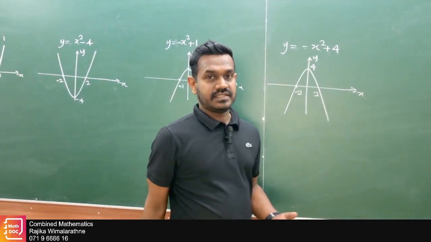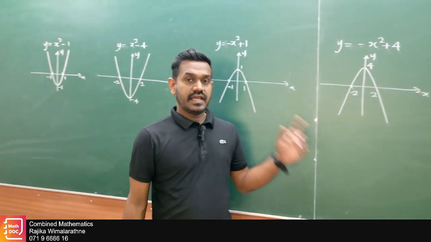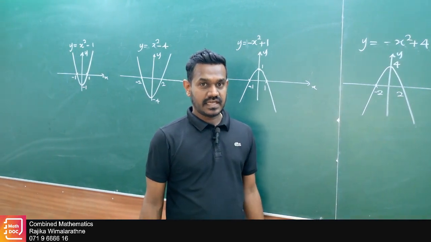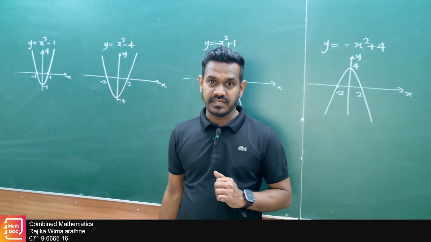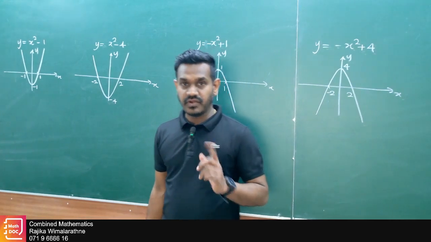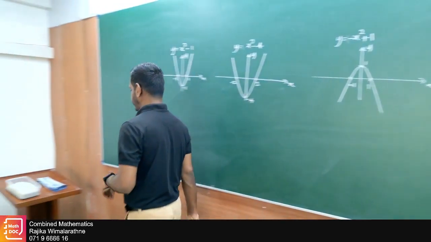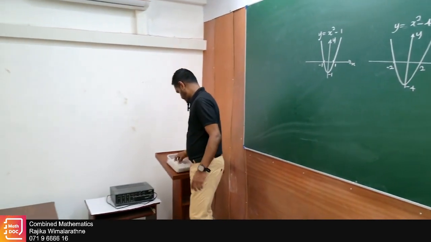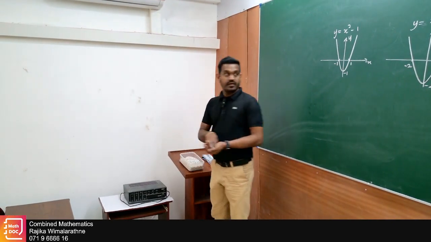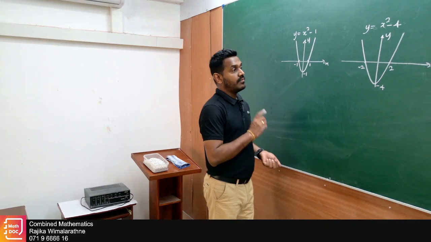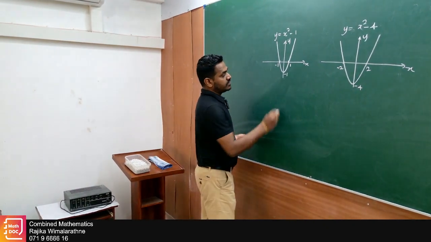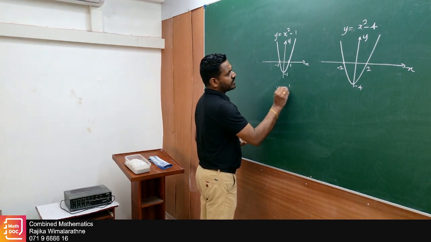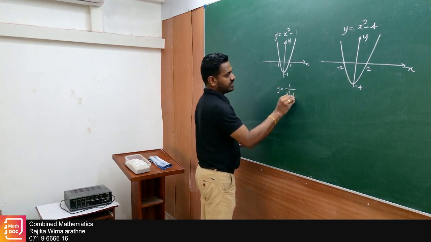Now for each case, they cut the x-axis, no? They cut the x-axis. So now let's see how to sketch its reciprocal. Okay, see this. So I'm going to sketch this function on the same graph. So consider y equals 1 over x squared minus 1.